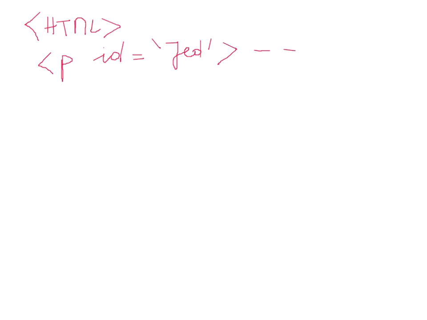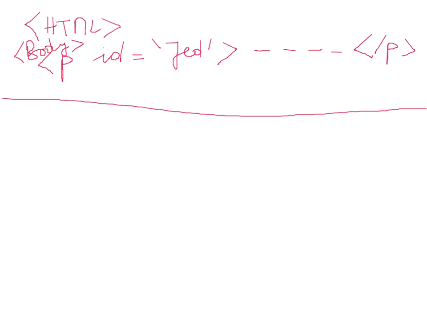This is an example. Let's suppose that we have an HTML document like this: a paragraph P with id equal Jeddah, and a body, etc. So I want to modify the color and the background color of this paragraph using DOM JavaScript. So the first step is to select this element, the P paragraph.